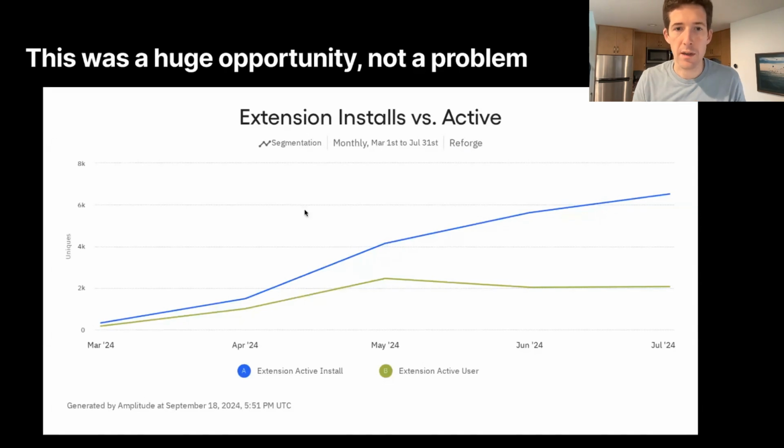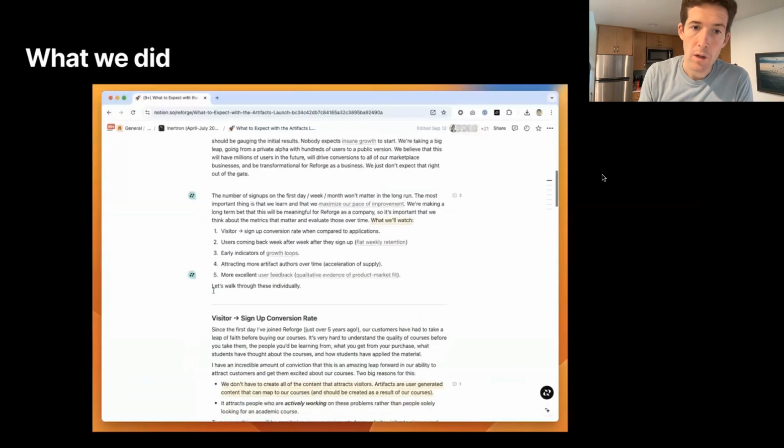And so you can see here, this blue line shows the people who have installed the extension and still had it installed. So our install numbers were going up. The green line shows people actively taking an action in the extension. And even though our total install base is going up, the number of users actively using it is flat to down. What did we do?